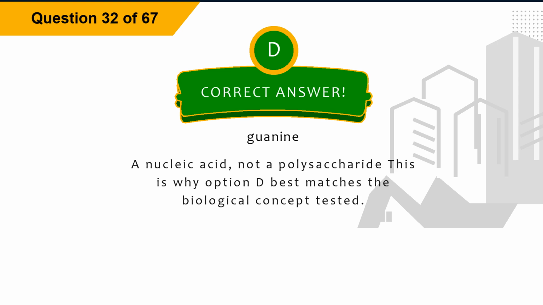The correct answer is option D, guanine. Explanation: a nucleic acid, not a polysaccharide. This is why option D best matches the biological concept tested.